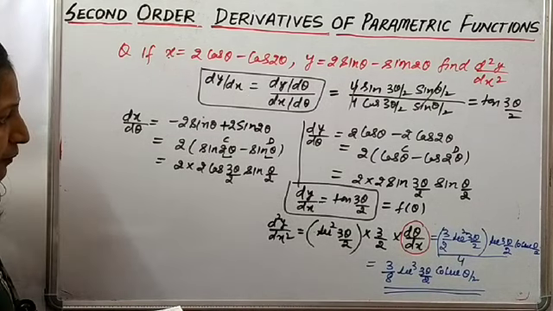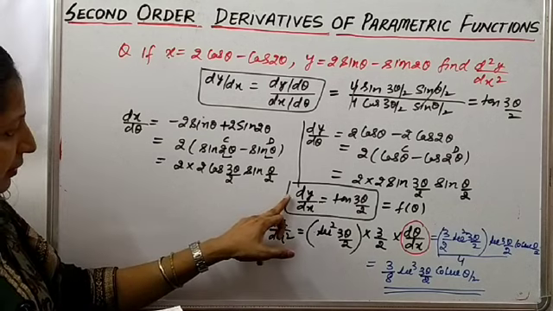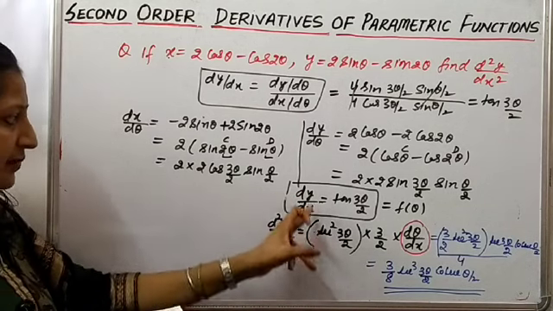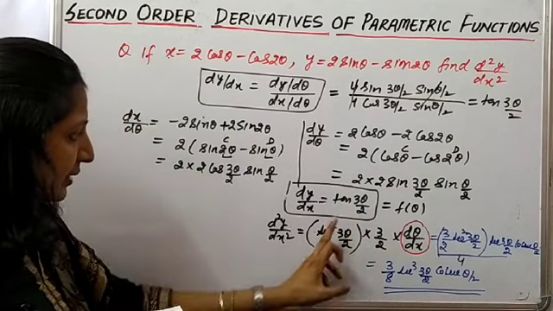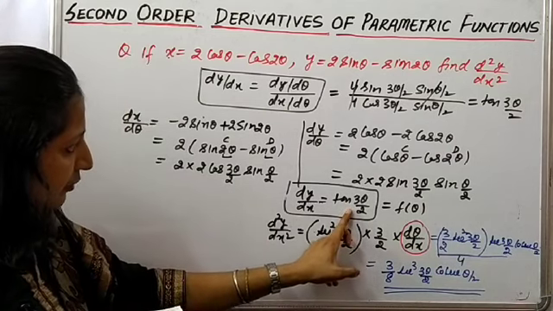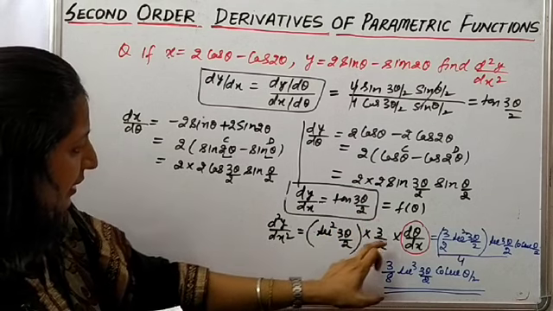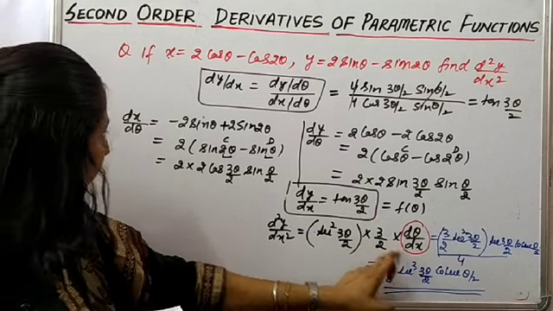So first of all, we have determined the first order derivative, that is dy by dx, and then the second order derivative will be secant square 3 theta by 2, and then the derivative of 3 theta by 2, which is 3 by 2, and then multiplied by the derivative of theta with respect to x.